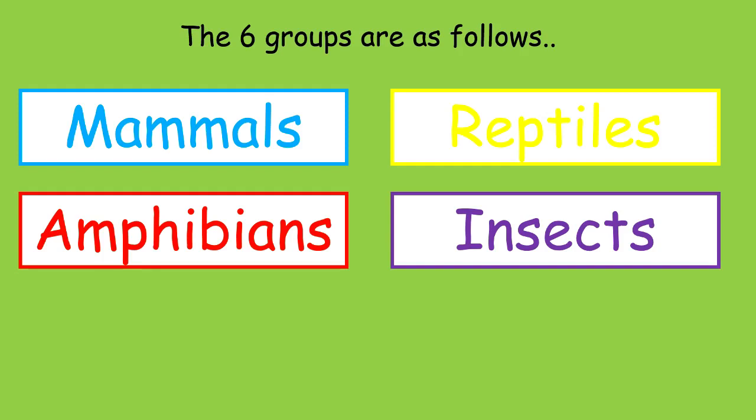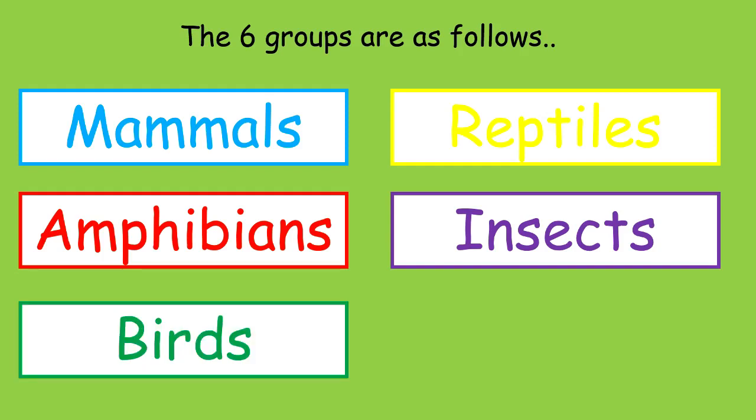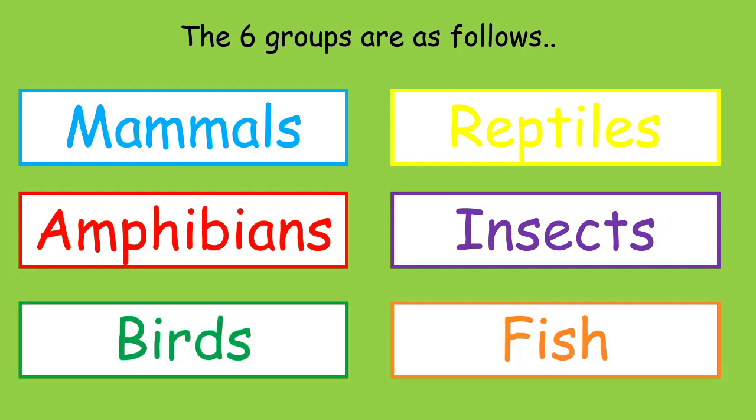Insects, birds, and of course, fish. Take a moment to review the 6 spellings in front of you. Some of them are going to be in your spelling test with Miss Karpati this week. Okay, let's take a closer look at these different groups, and we'll learn some facts about them.